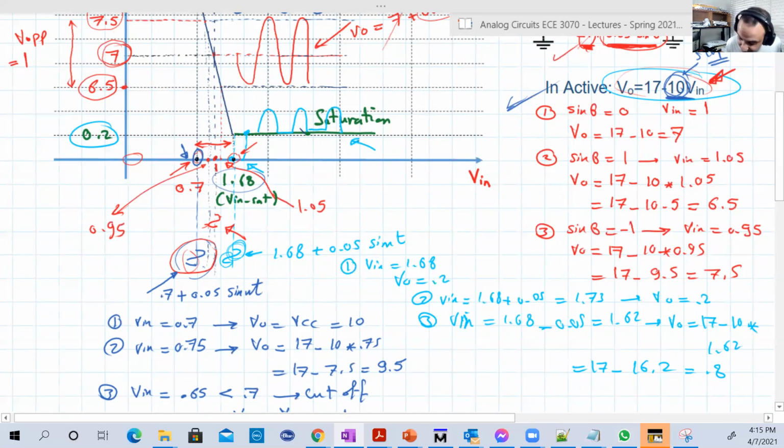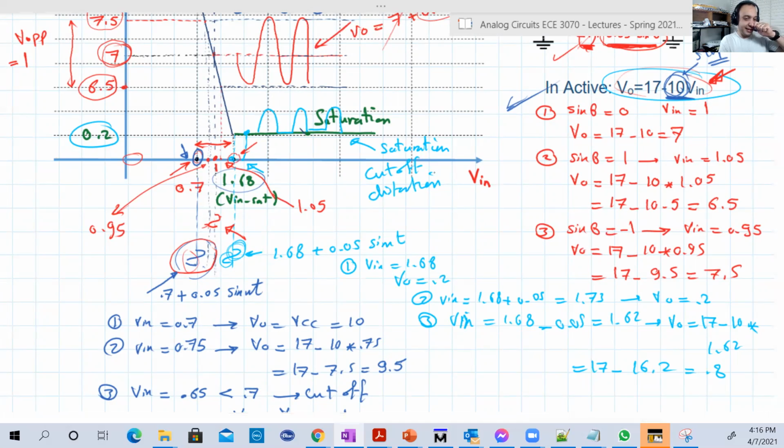This is now saturation clipping distortion. And again, it's not good. You could amplify, but you could amplify only half of the input signal. Half cycle of it, basically. Not all the cycle. So we can't put the operating point near the saturation region as well.